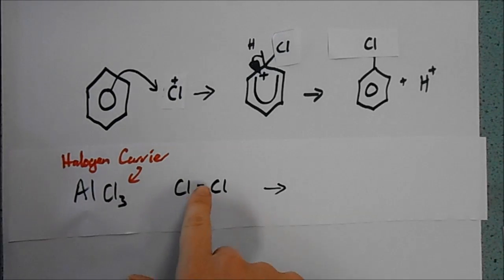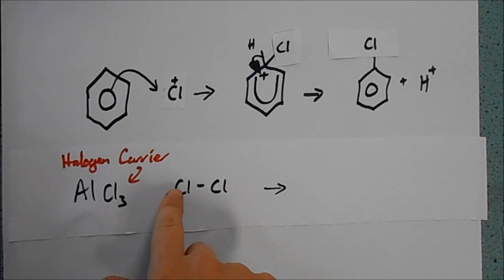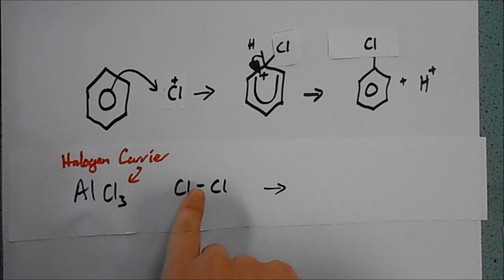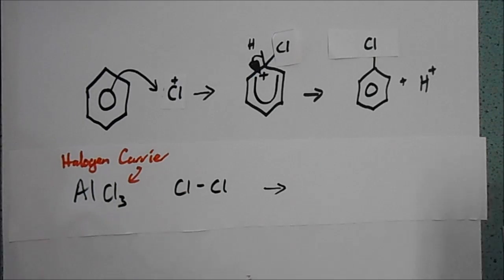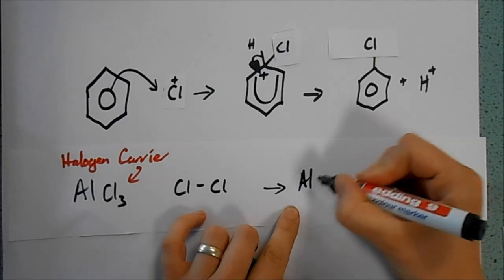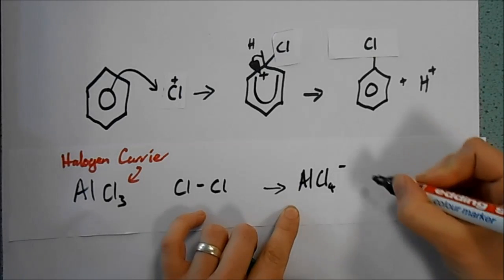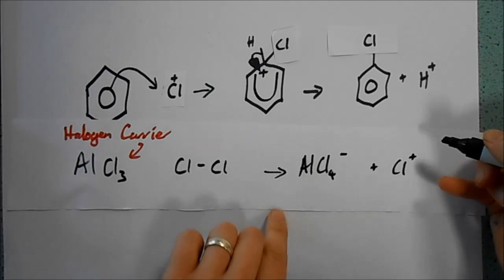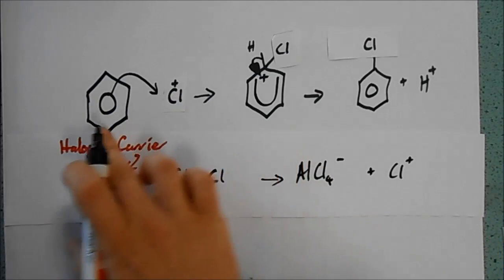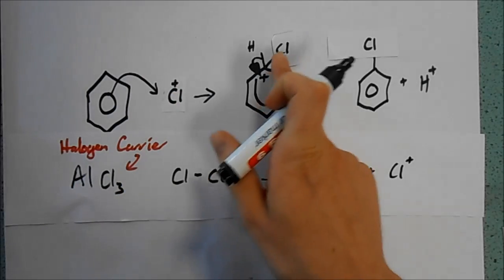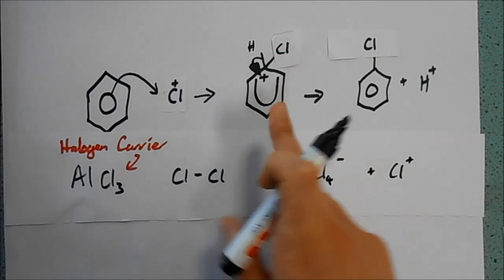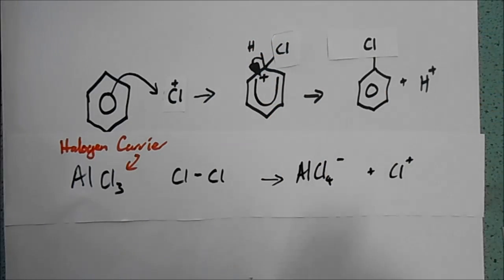Again, we're going to break this bond here. The electrons in one of these chlorines are going to donate to the aluminium. Going to break this bond here, and we're going to form a Cl+ as a result, and AlCl4 minus plus Cl+. And the Cl+ attracts the delocalized electrons, it forms the intermediate, the hydrogen-carbon bond breaks to reform the ring, and we end up with H+.